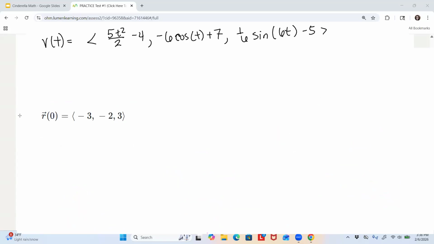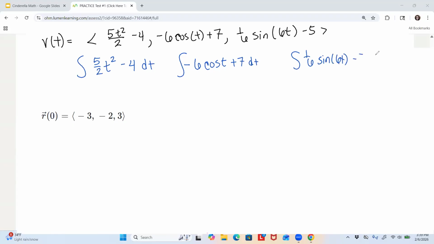Okay, integrate each piece. So I'm going to integrate this first one. I'm going to write this as 5/2 t squared minus 4 with respect to t, negative 6 cos t plus 7 with respect to t, 1/6 sine of 6t minus 5 with respect to t. All right, I'm just going to go up over top of this for a second. I have it written down on my paper, so I can come back to that. Just need the room. All right, let's integrate.